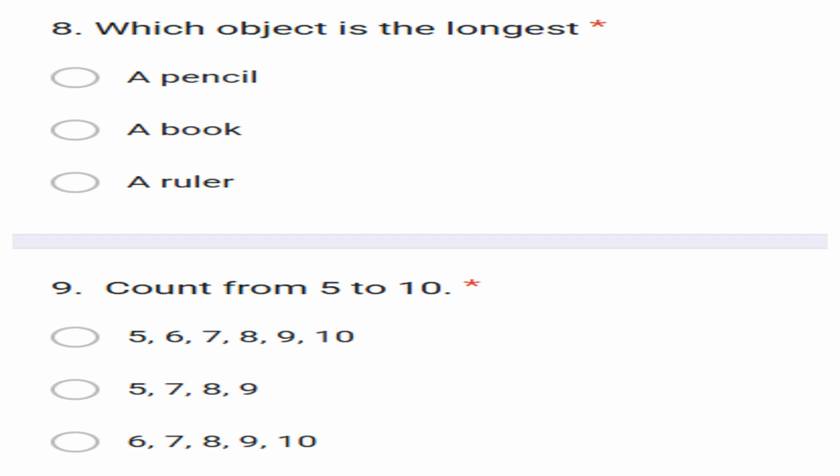Number 9. Count from 5 to 10. Is it the first one, letter A, 5, 6, 7, 8, 9, 10? Or B, 5, 7, 8, 9? Or C, 6, 7, 8, 9, 10?